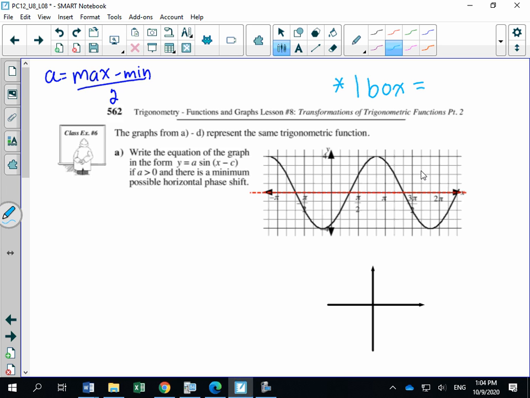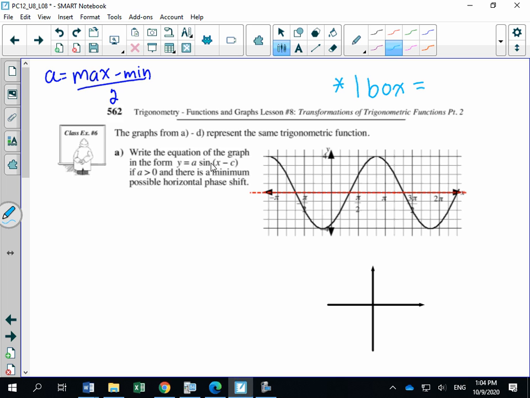I'm going to be doing the last 3 class examples, so class examples 6, 7, and 8. Starting with class example 6, it gives us a graph of a sinusoidal function, and it wants the equation of this graph. So I'm given a few key pieces of information here.